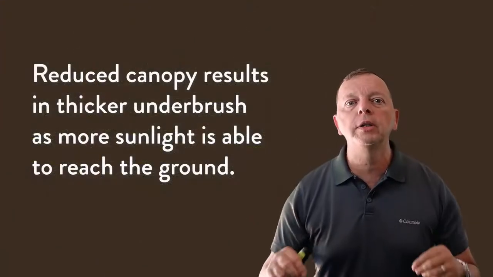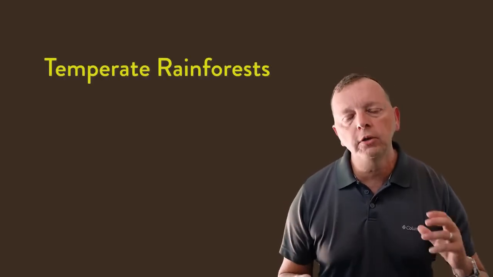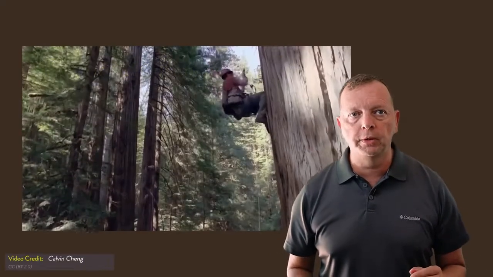Now, because the canopies of these broadleaf, coniferous, and mixed forests in the temperate latitudes are not as thick as the tropical rainforest, you're going to find that the underbrush in these forests is much thicker. Now, in the middle latitudes, we do find rainforests: temperate rainforests. We find these in the cooler areas where there's lots of precipitation.